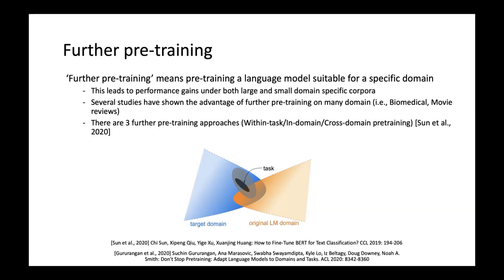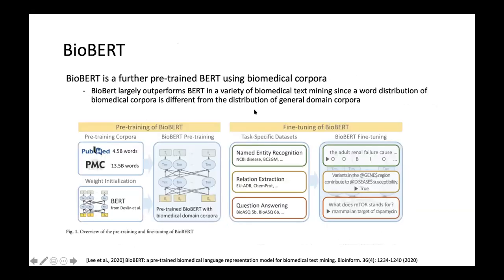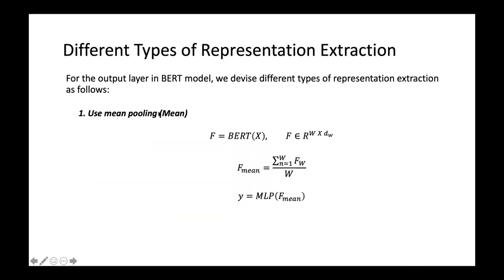Okay. So next one. BioBERT is a further pre-trained BERT using a biomedical corpus. BioBERT augments BERT in a variety of biomedical text mining tasks, since the word distribution of the medical corpus is different from that of the general domain corpus. For the output layer in the BERT model, we come up with different types of representation extraction as follows.